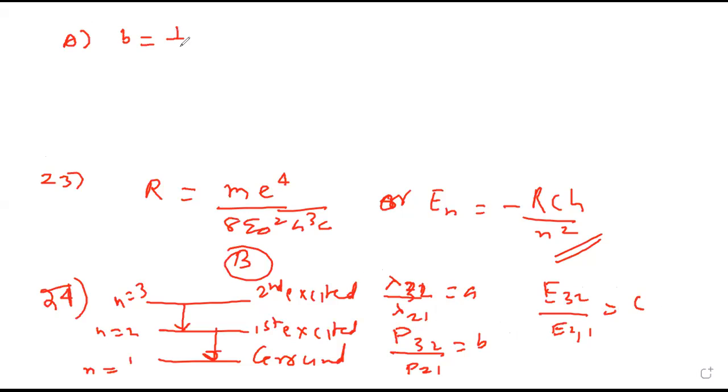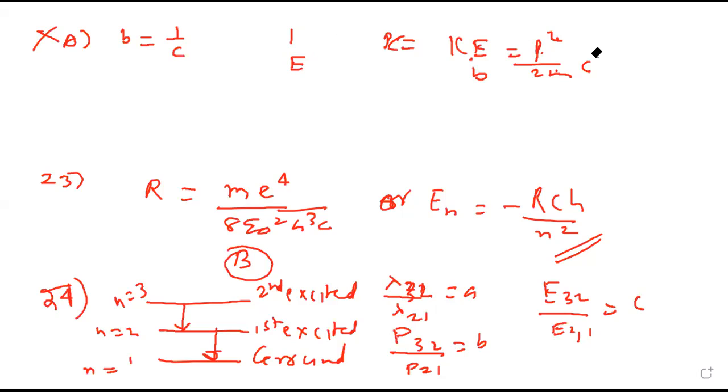B equal to 1 by C is not true, no? Because momentum upon energy is not reciprocal. Momentum, if I take MV, what is kinetic energy? P square upon 2M, correct? Yes, sir. Kinetic energy is P square upon 2M. So this is B and this is C, then B will be equal to C square. So this will not work at all. First option gone.